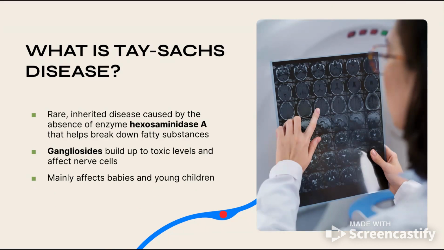What is Tay-Sachs disease? Tay-Sachs is a rare genetic disorder that is caused by the absence of an enzyme called hexosaminidase A. This enzyme is found in lysosomes, which are structures in cells that break down toxic substances and act as recycling centers. Within lysosomes, beta-hexosaminidase A forms part of a complex that breaks down a fatty substance called GM2 ganglioside found in cell membranes. Eventually, the gangliosides build up to toxic levels in the brain and spinal cord and affect the function of nerve cells.